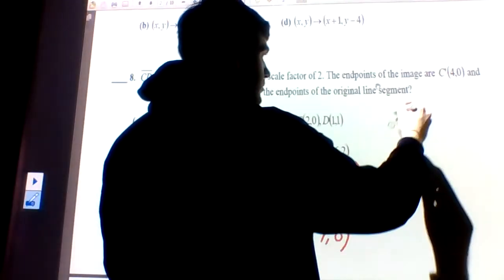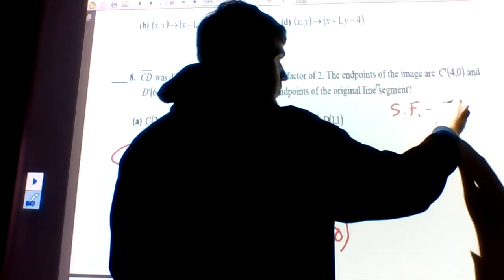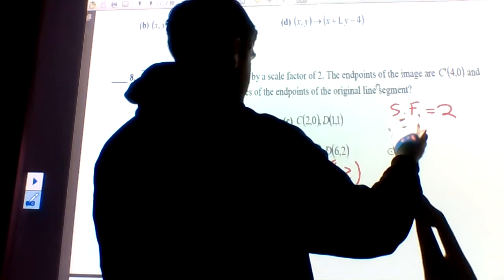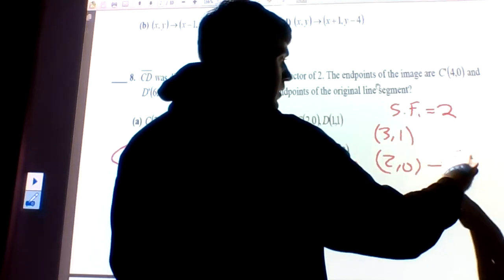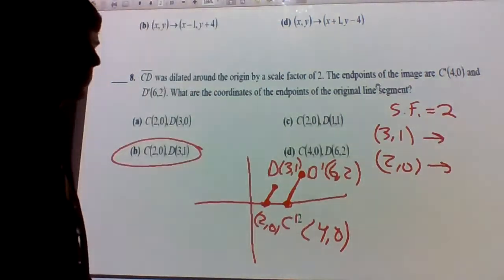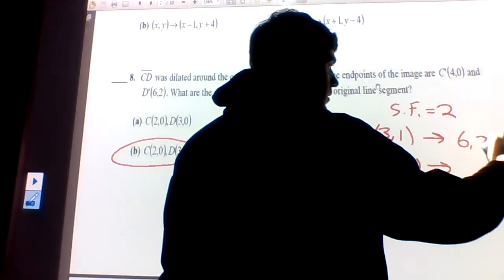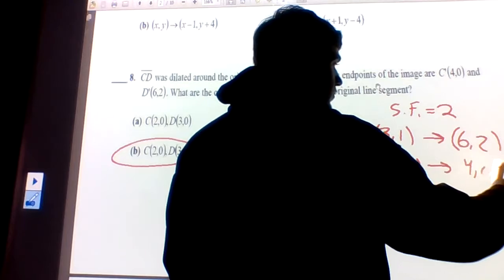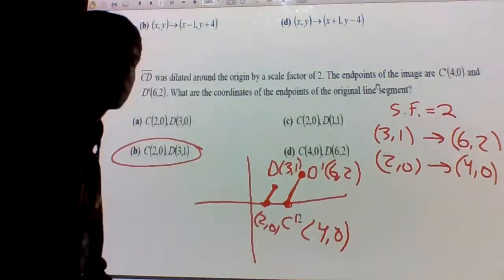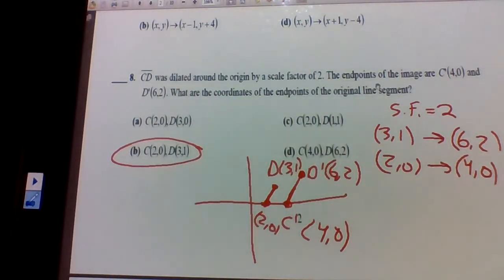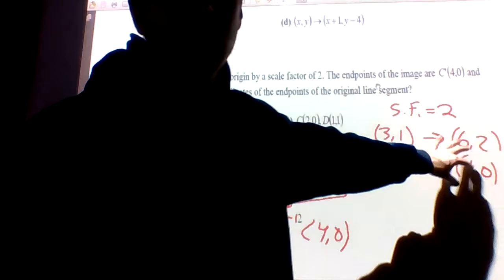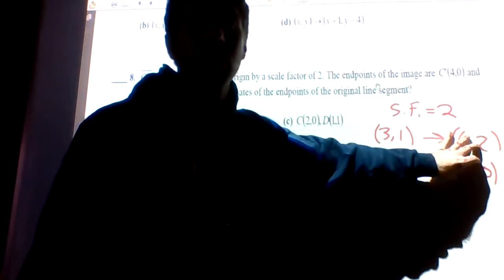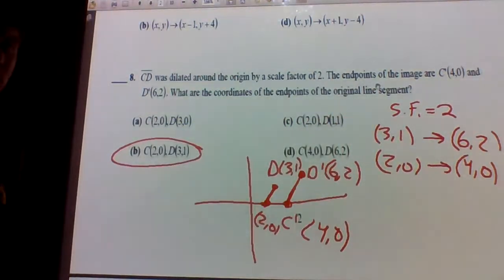Again, dilation here, so our scale factor is 2. Our original points then are 3, 1, and 2, 0. And when we dilate them by a factor of 2, they're going to become 6, 2, and 4, 0. Okay, this problem's a little different because they gave us the end result and wanted us to work backwards. Usually when they have a scale factor, they give you the originals and say dilate it by a factor of 2. In this one, they gave us the end result and we had to work backwards to get the original points.